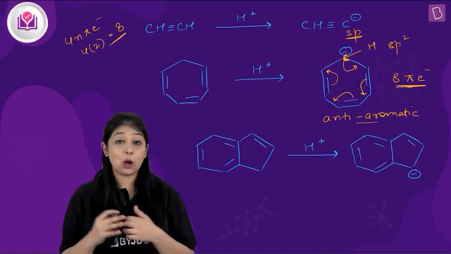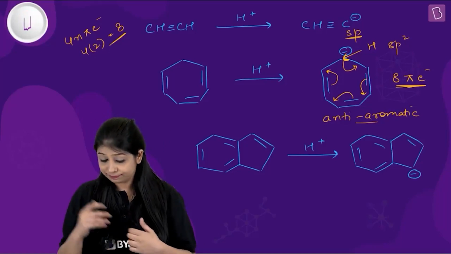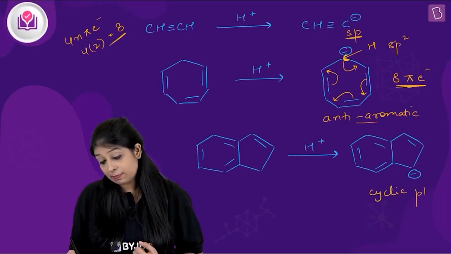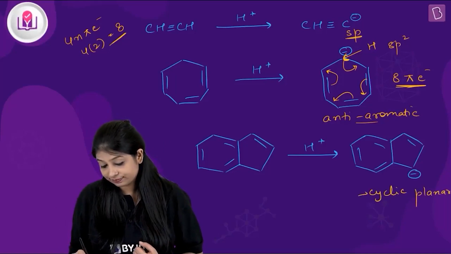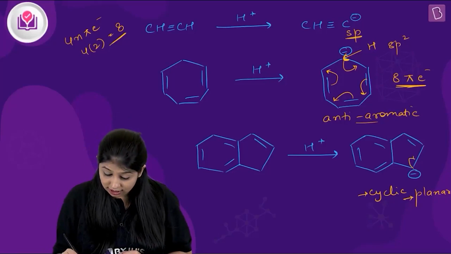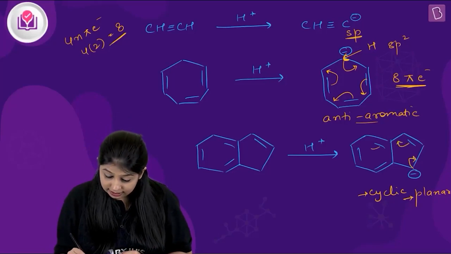What about the conjugate base in compound 3? Well, it is cyclic. Yes, it is planar as well. How? Well, the same scenario. This negative charge is being delocalized.